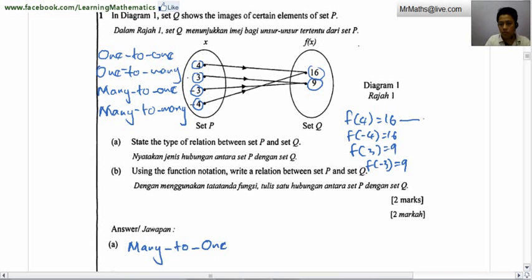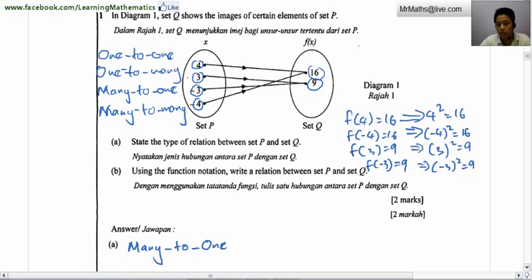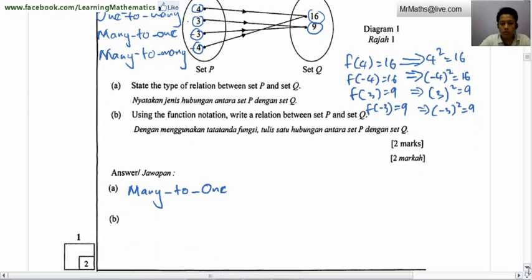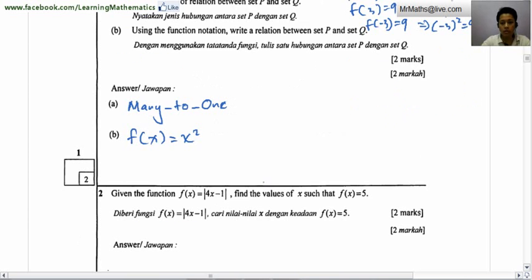So this means that 4 squared is equal to 16, as well here negative 4 squared is also equal to 16, and here 3 squared equal to 9, and here minus 3 squared equal to 9. So what does it mean? It means the function is f(x) is equal to x squared. So this is the answer. If you get this answer exactly as this one, you get 2 marks. Let's move on to the next question.